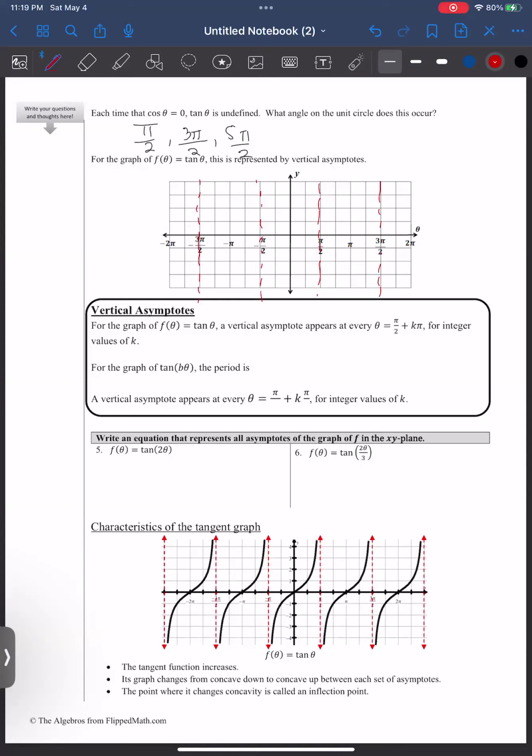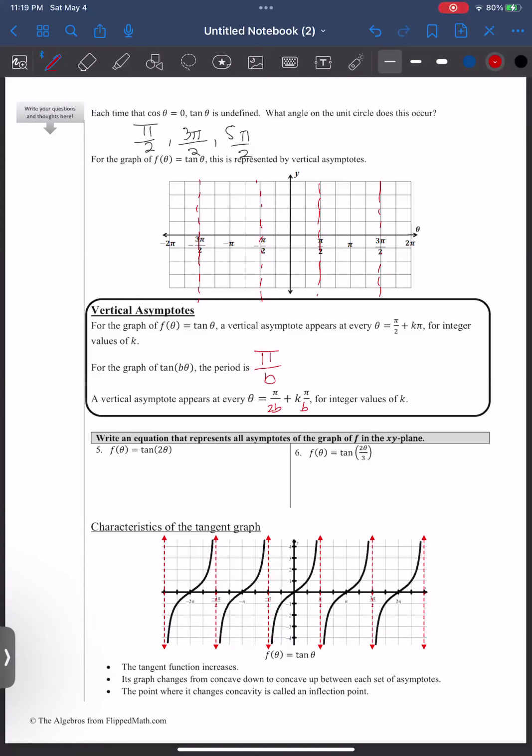So when we see all these variables, I feel like we just get really confused, but we're going to actually see it put into practice, and I think that will help clarify what all of these letters mean. For the graph of tangent b theta, the period is pi over b. A vertical asymptote appears at every theta equals pi over 2b plus k pi over b for every integer value of k. So now what does that mean?